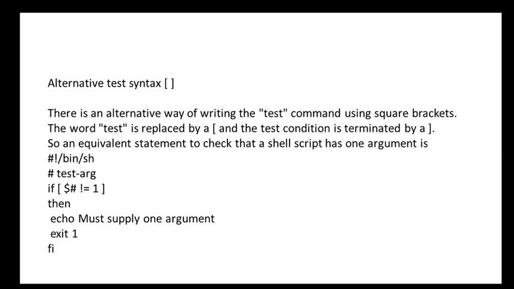As I already explained, there is an alternative way of writing the test command using the square brackets. The word test is replaced by the square bracket and the condition is terminated by a square bracket. So an equivalent statement to check a shell script that has one argument is, for example, with one argument, instead of test we can give the square bracket.